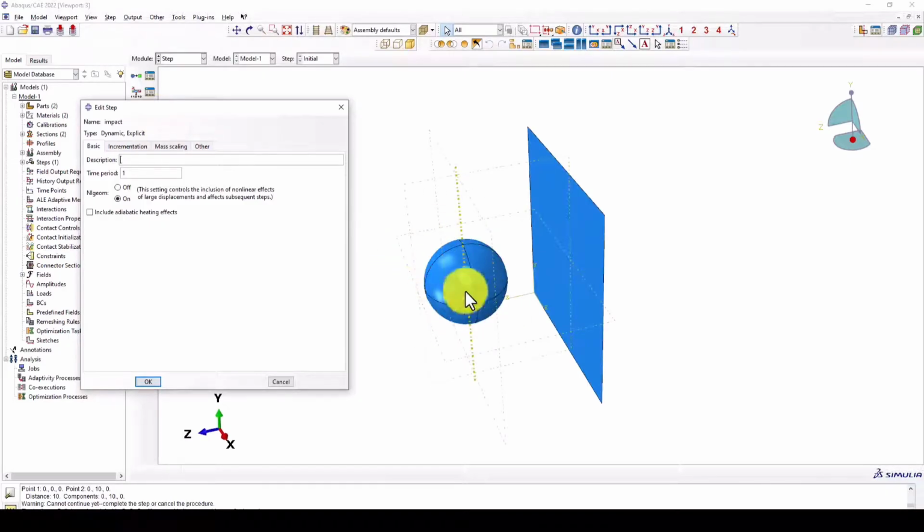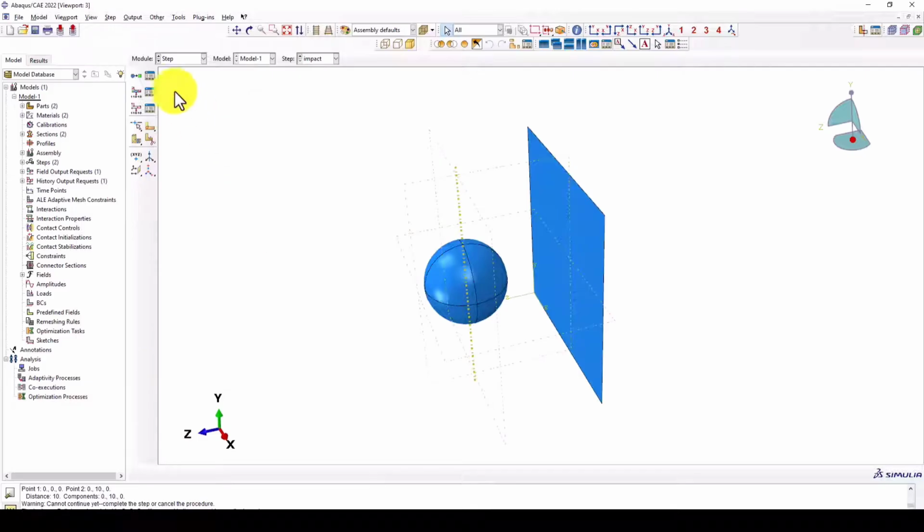Now look at our model. We have three primary components. First, we have a ball which will act as the impactor. Second, we have the target plate which will deform during the impact. And third, we have the surrounding reference geometry and boundary condition required to represent the physical setup.